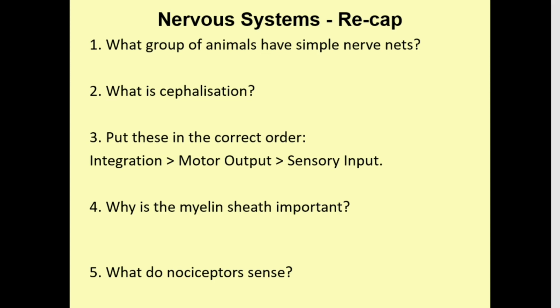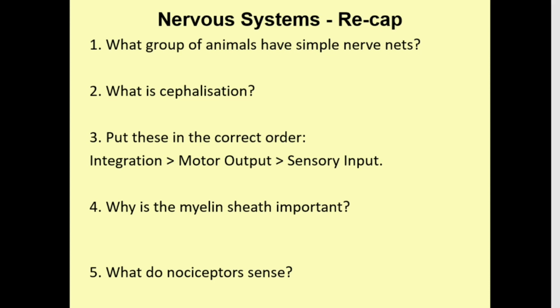So question number 1, what group of animals have simple nerve nets? Number 2, what is cephalization? Number 3, put these in the correct order. So you've got integration, motor output, and sensory input. So in what order should they be? And then number 4, why is the myelin sheath important? And then number 5, what do nociceptors sense? Okay, so I'll give you 5 minutes to answer those, and then we'll go through the answers together.